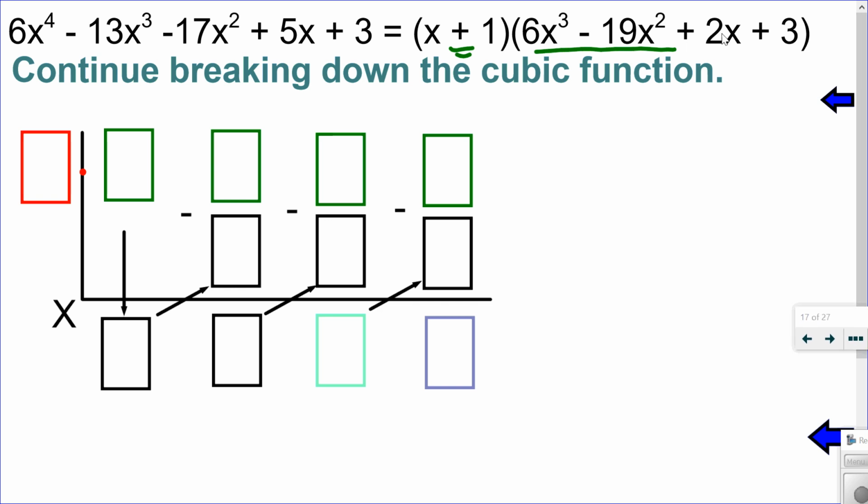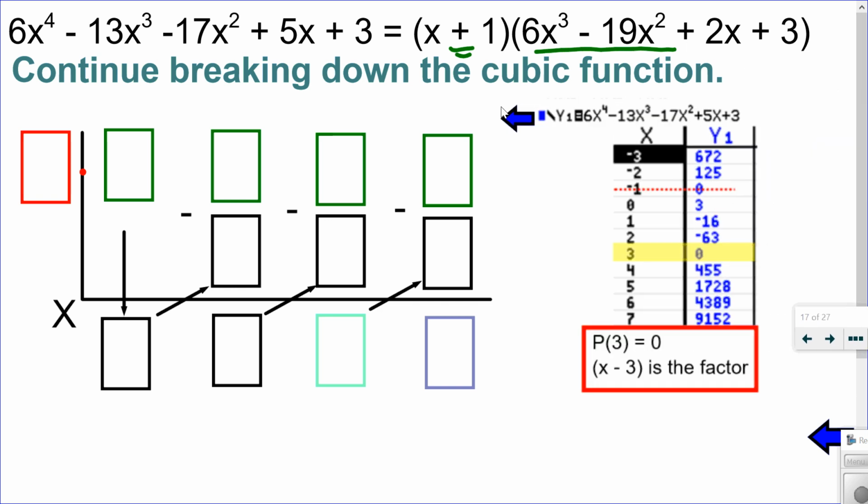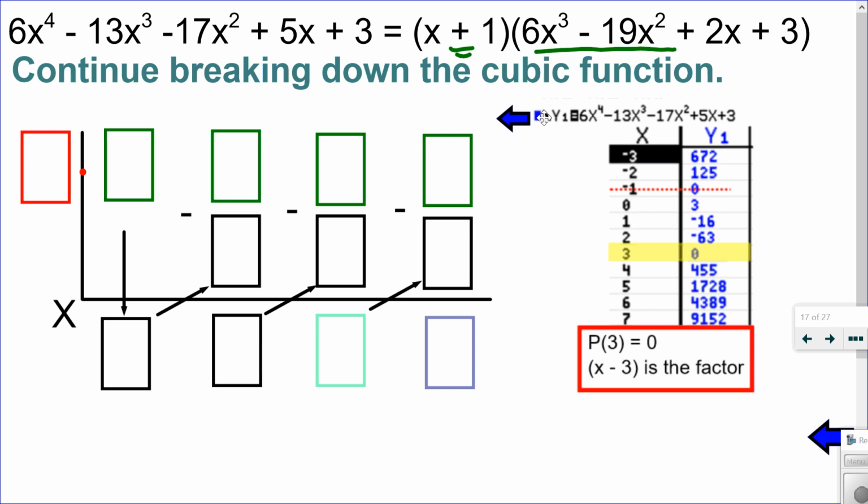So again, I can go back to my table of values. It's the exact same polynomial I started with, and I've already used -1, so the next one I see is +3. So since the value of the polynomial when x equals 3 is 0, x minus 3 is the factor. So I'm going to take my cubic function and divide it by x minus 3.